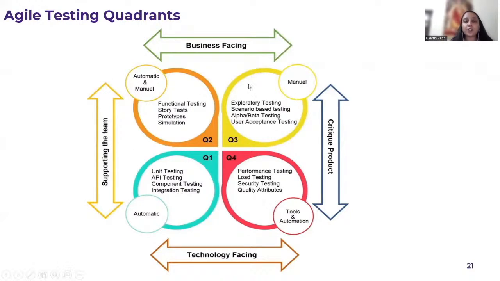So in each quadrant, it shows what value we are adding to the team. Here we are adding value to the business. Here we are adding value to the technology. Here we are testing the critical product, and here we are supporting the team.